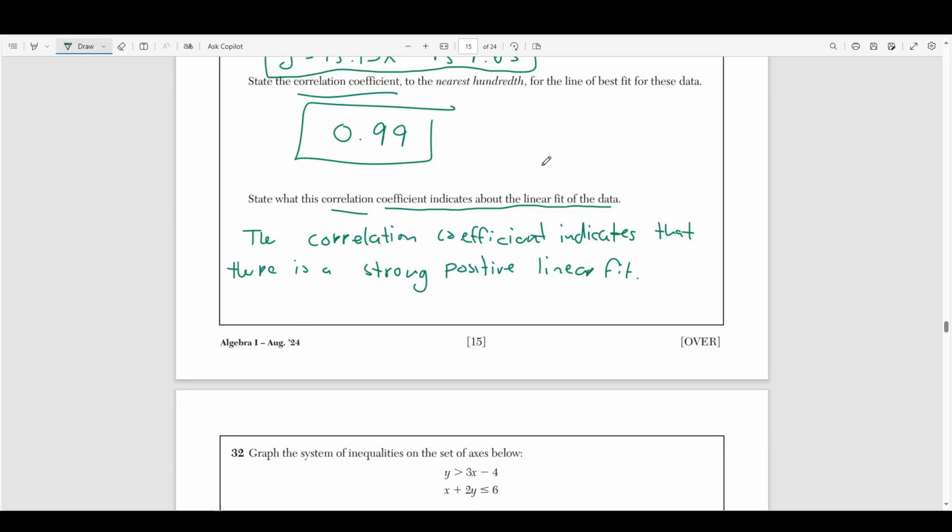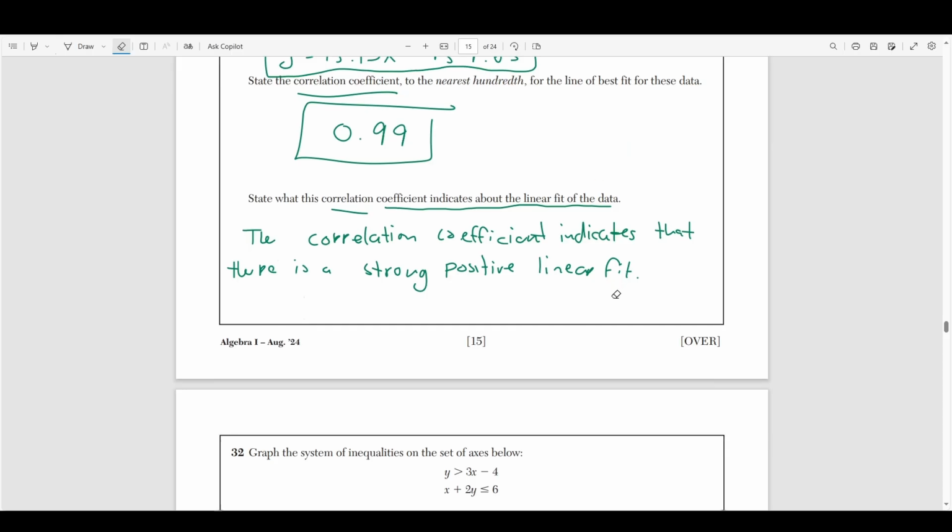Either way, you just need to remember that as long as the correlation coefficient is close to +1 or -1, it's going to be a strong positive or negative fit. If it's close to 0, then it's a weak fit, and if it's 0, then there's no fit. Okay? That's how you score full points on the first question.